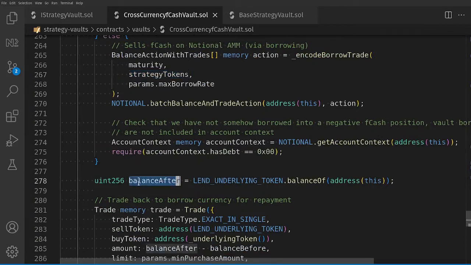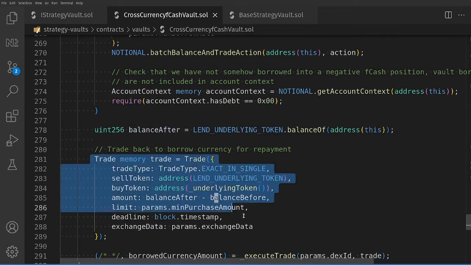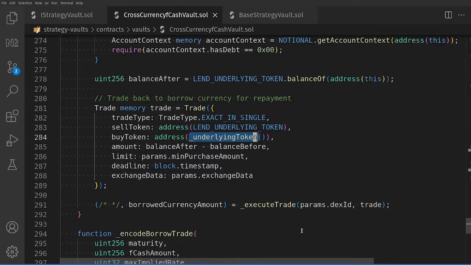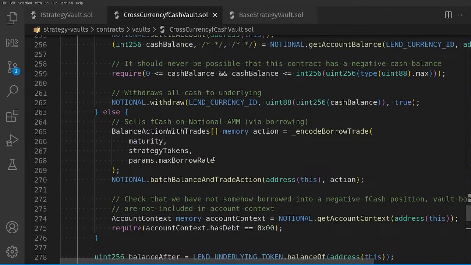So now we'll have some amount of DAI that we've raised, and then we will execute another trade to sell the DAI in exchange for USDC. And once we execute that trade, this returns how many tokens we've purchased, and then that will go back into the base strategy vault, and the profits will be divvied up accordingly.